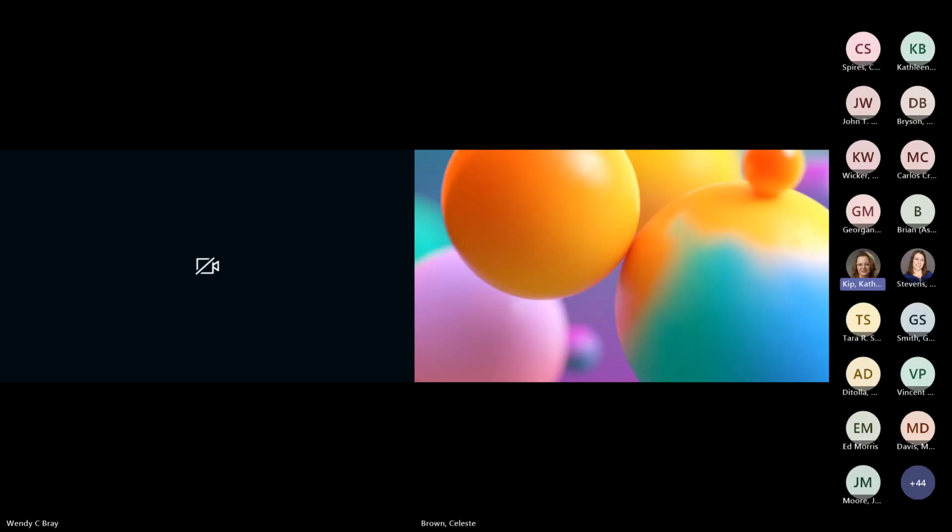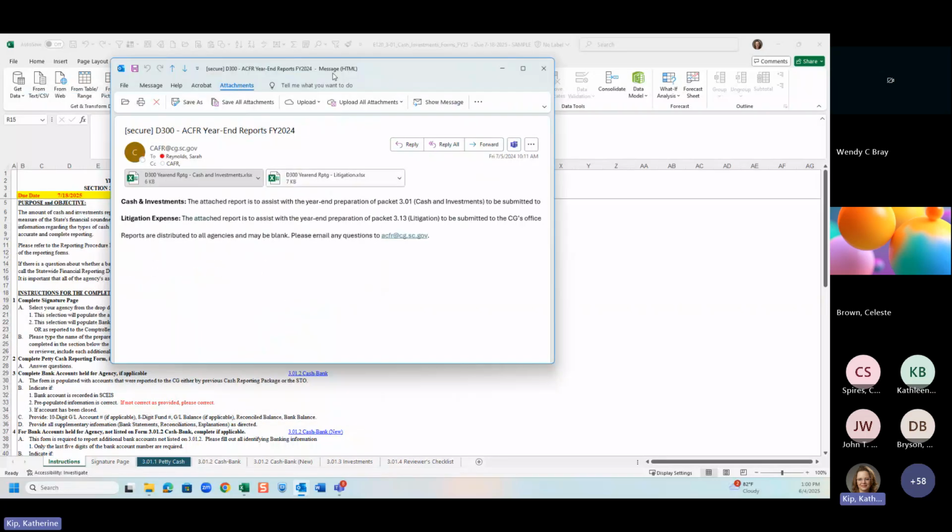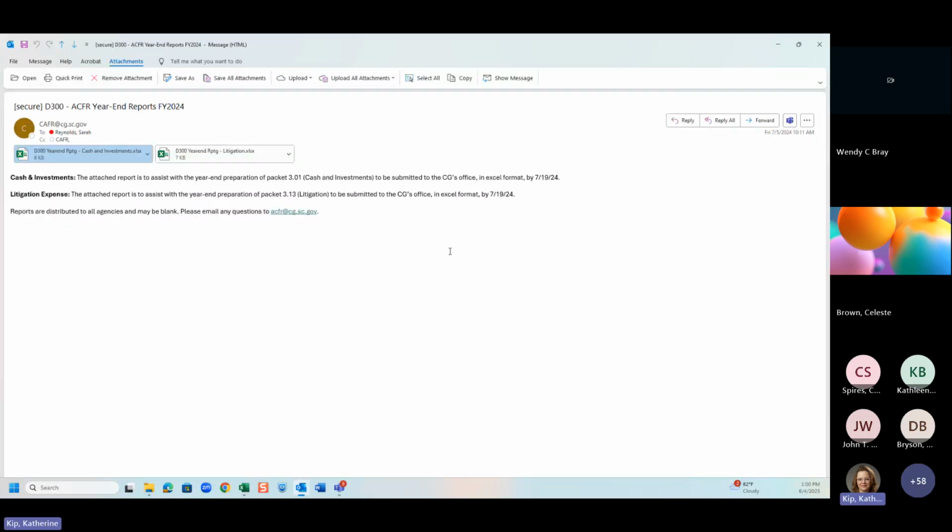Cash and investments closing package. The one I've got pulled up right now is the sample package, so it shows some items filled out. But this is all going to get kicked off. You guys are going to get in the mail an email from our office.